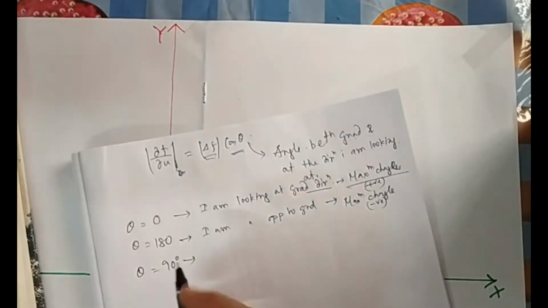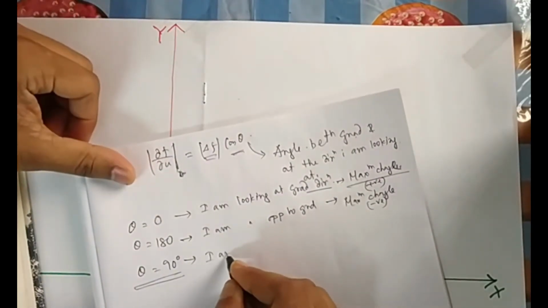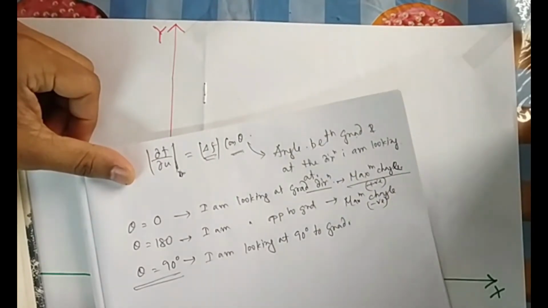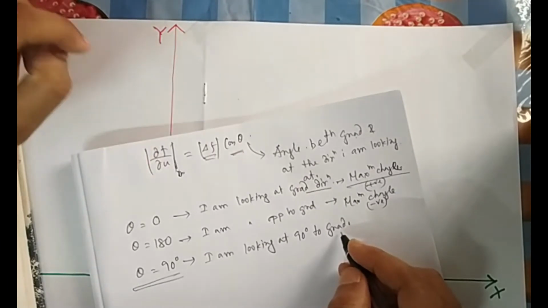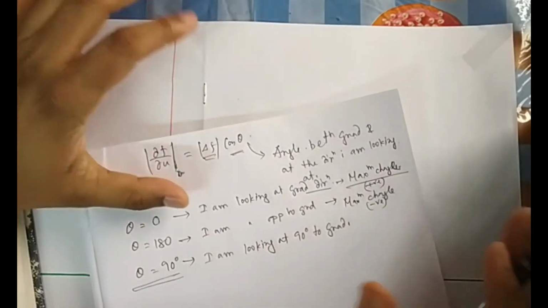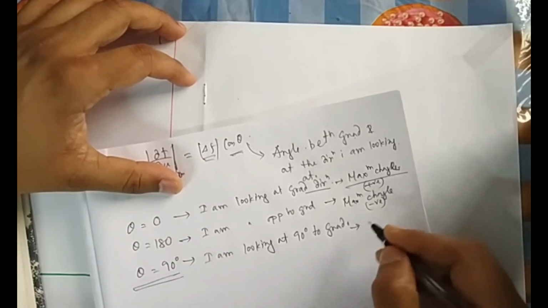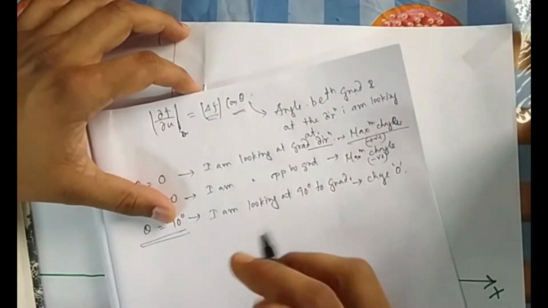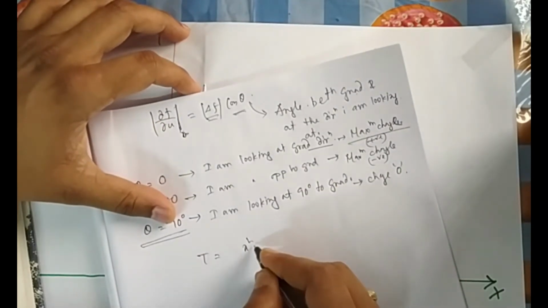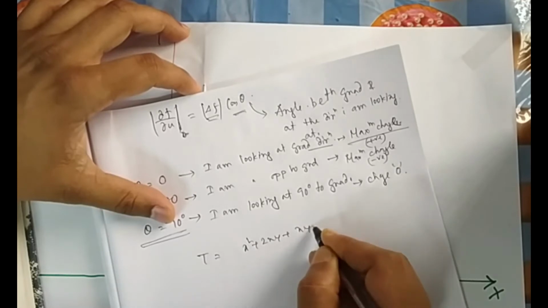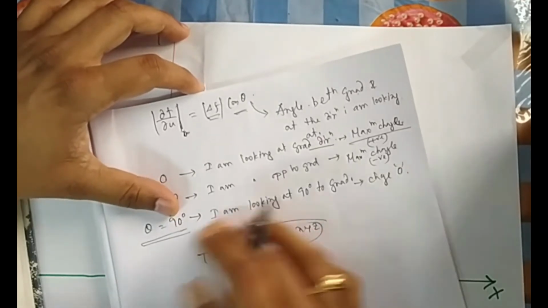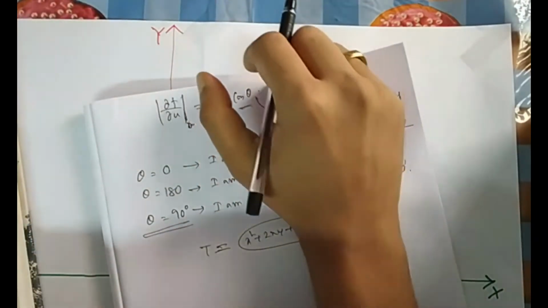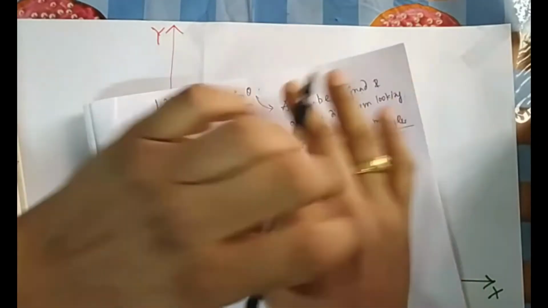Now interestingly, what is theta 90? Theta 90 means I am looking at 90 degrees to the gradient, or the gradient is at 90 degrees with the direction I am looking. If it is that, then the change is 0. Now what is 0 change? Look at the temperature, whatever expression of x, y, z is given. Suppose it is the expression of the temperature. Suppose you consider my body surface. This is the surface of my body.